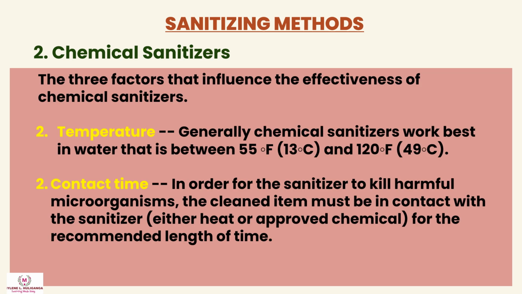Next is the temperature. Generally, chemical sanitizers work best in water that is between 55 degrees Fahrenheit or 13 degrees Celsius and 120 degrees Fahrenheit or 49 degrees Celsius. And the last factor that influences the effectiveness of chemical sanitizers is the contact time. In order for the sanitizer to kill harmful microorganisms, the cleaned item must be in contact with the sanitizer, either heat or approved chemical, for the recommended length of time.